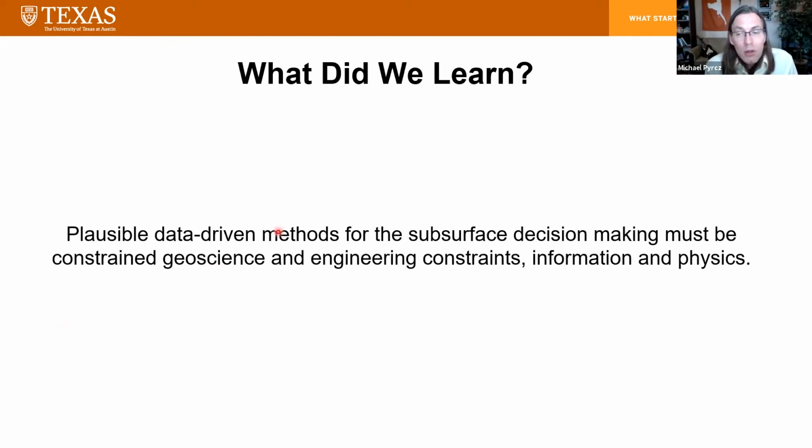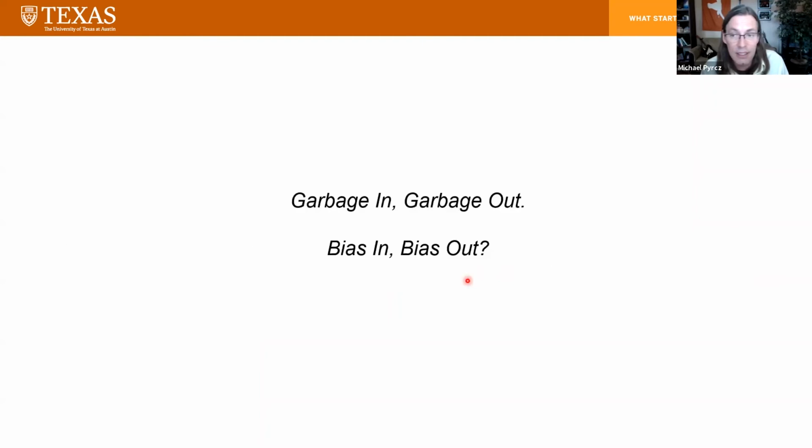So we have plausible data-driven methods for subsurface decision-making that are now constrained by the geoscience and engineering constraints, their information and their physics. We think that's important. Okay, garbage in, garbage out. You ever heard that phrase before? Would you believe that's still true of machine learning? You ever tried training with really bad training information and then try using it on something different? What we're interested in is bias in, bias out.